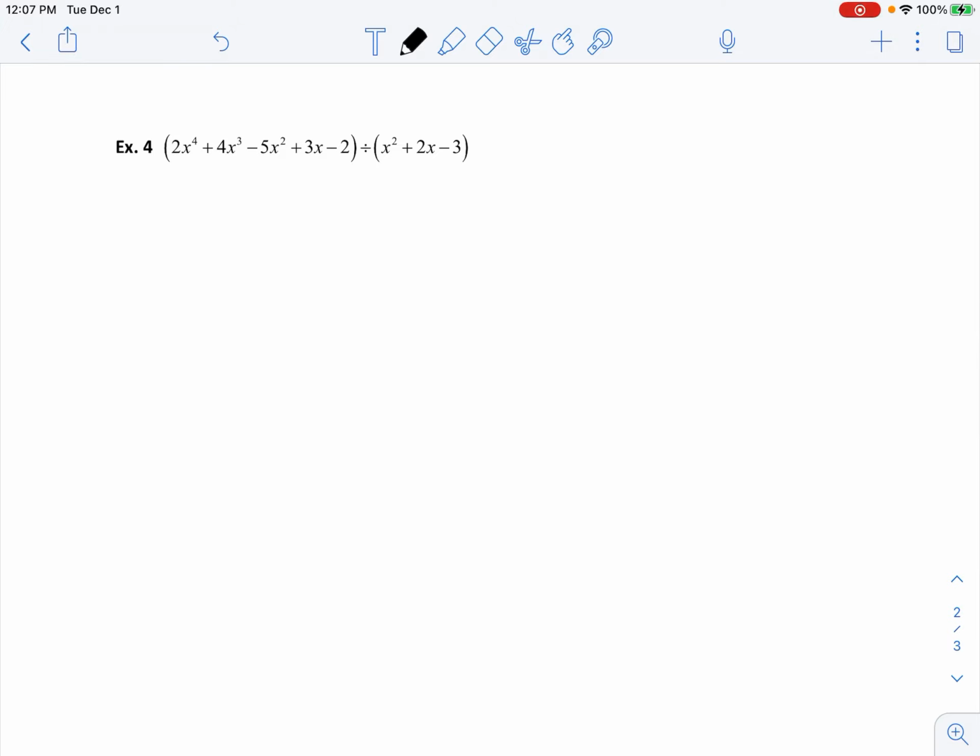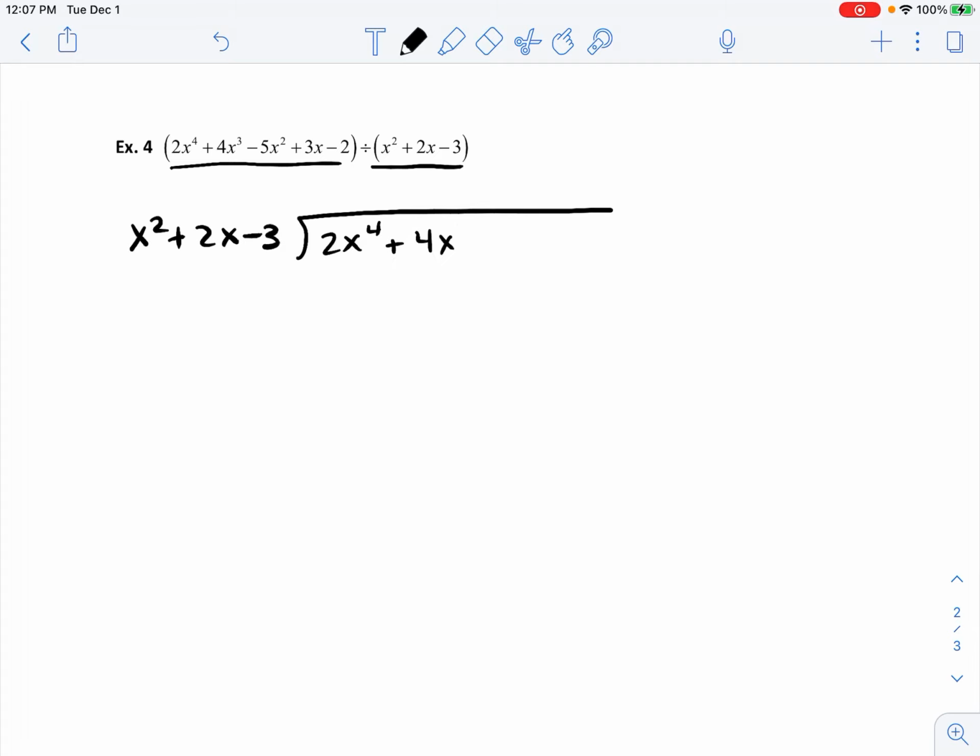Okay, so what am I dividing by this time? Holy cow, I'm dividing by x squared plus 2x minus 3. Dividing that into all of this, which is 2x to the 4th plus 4x cubed minus 5x squared plus 3x minus 2. And you guys, really quickly, as you write that down, I would check to make sure you don't have any missing terms. Look, you have an x to the 4th and x to the 3rd and x squared and x. You're not missing any, okay? So there's no need for placeholders.